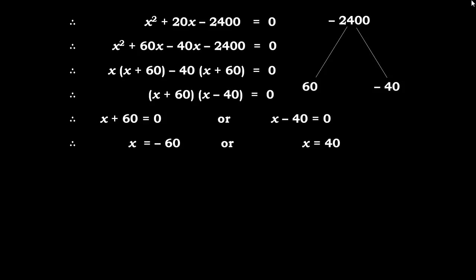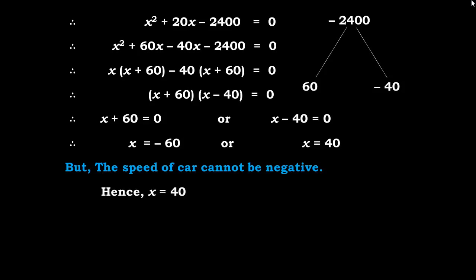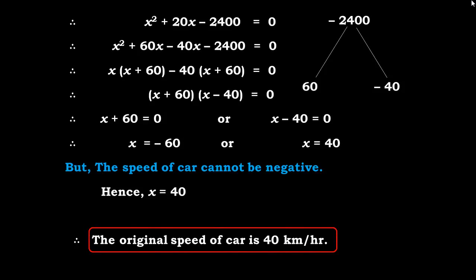But see student, again the speed of the car cannot be negative, hence x is equal to 40. Therefore the original speed of the car is 40 km per hour.